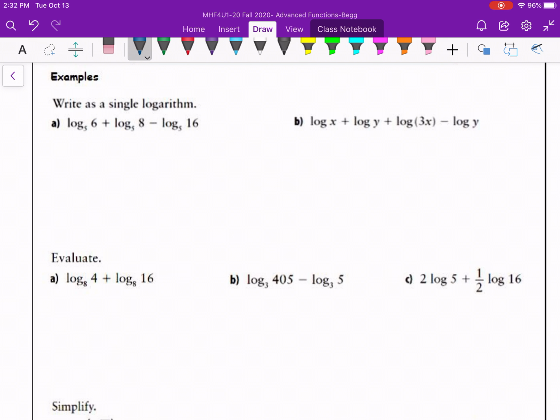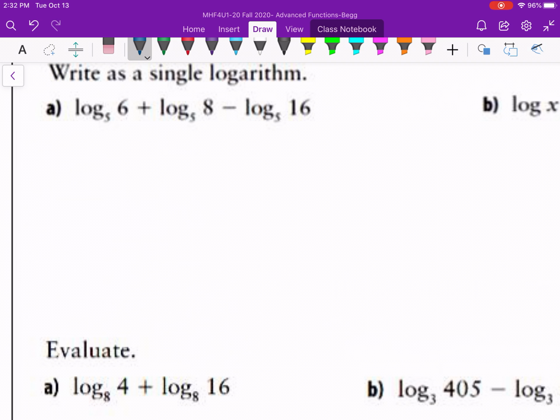So this first one is to write as a single logarithm. What we notice is these all have the same base, so we can use some of these laws. If I add, I know I'm going to multiply. So let's just look at that part first. I could rewrite these first two terms as log base 5 of 6 times 8. That dot just means times.